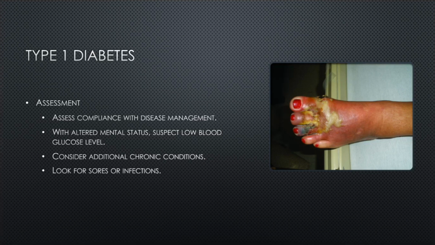Additional chronic conditions may include renal failure. We talked about diabetics being very prevalent amongst the renal failure group, congestive heart failure because heart disease, right? Coronary artery disease, hypertension, vision, and hearing impairment.